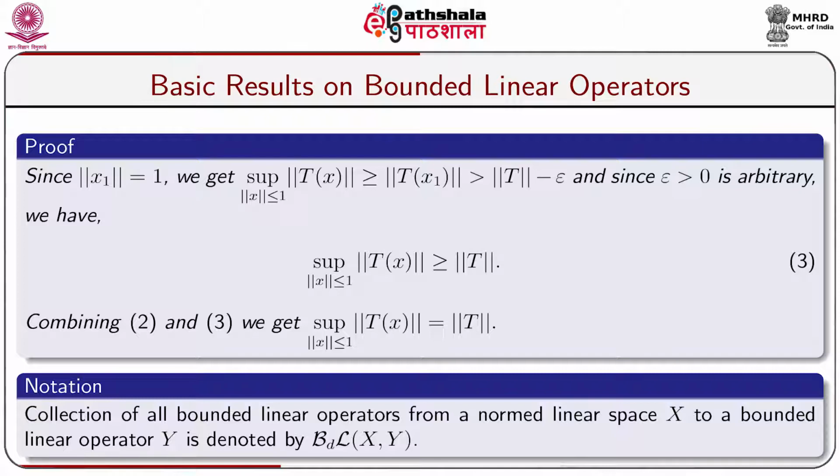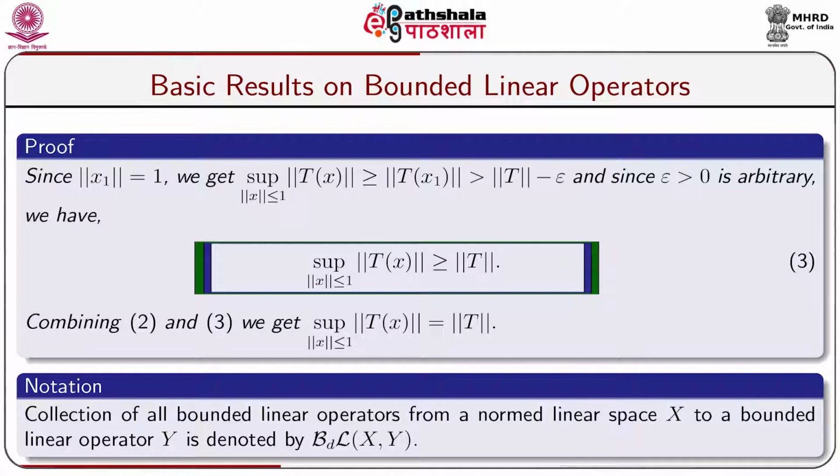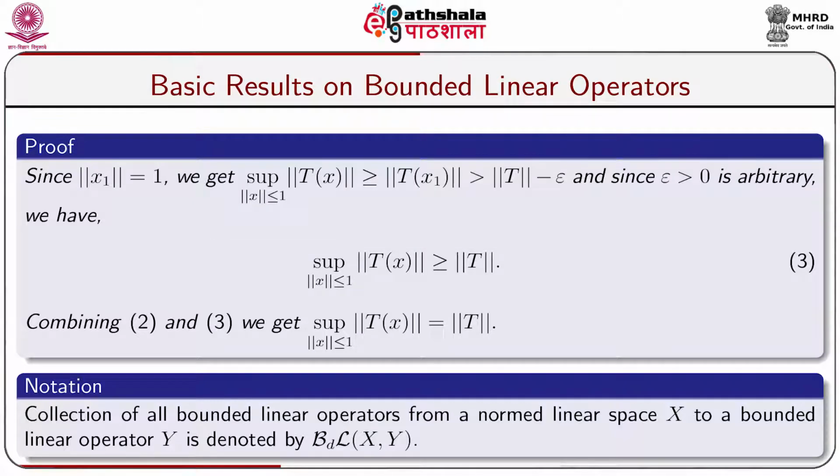And since epsilon greater than 0 is arbitrary, we have supremum of norm of Tx where supremum is taken over norm of x less or equals to 1 and it is greater or equals to norm of T. So, combining the earlier results, we get supremum of norm of Tx where supremum is taken over norm of x less or equals to 1 is equal to norm T.